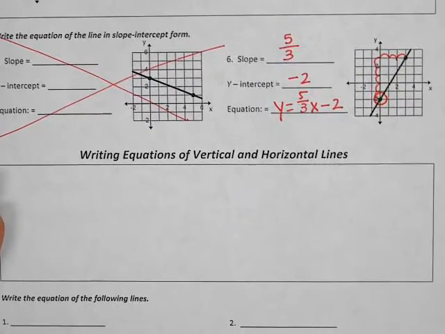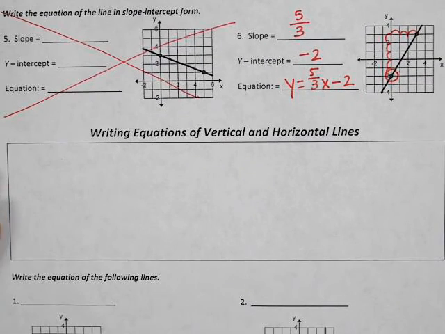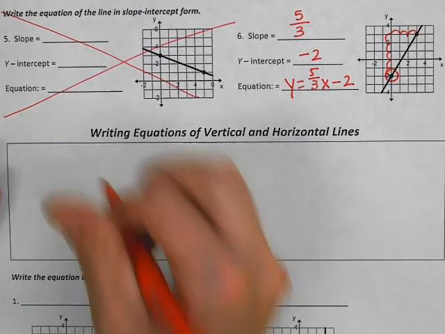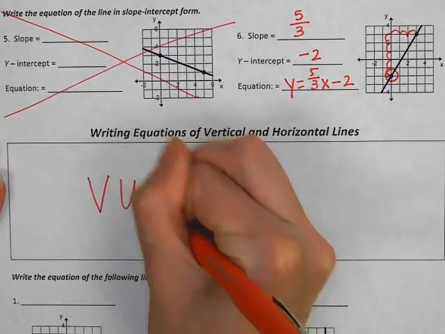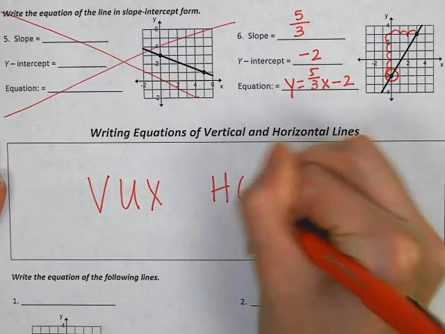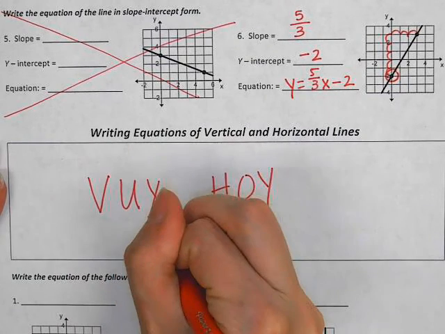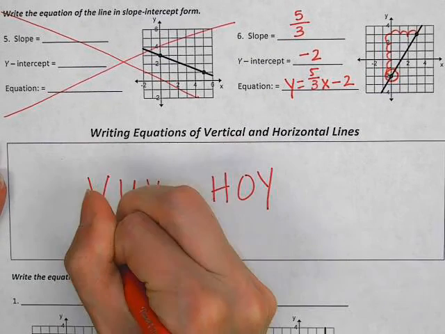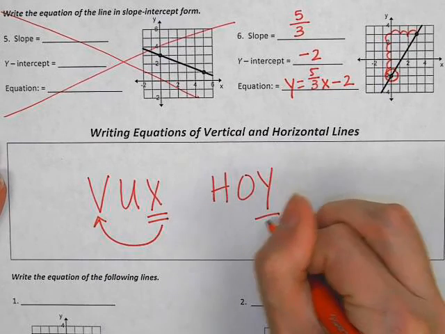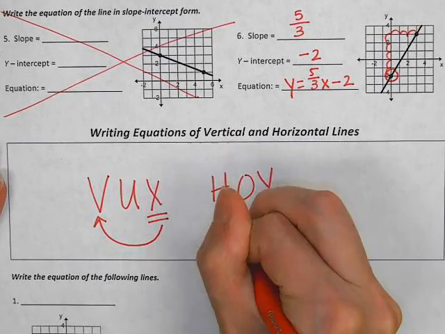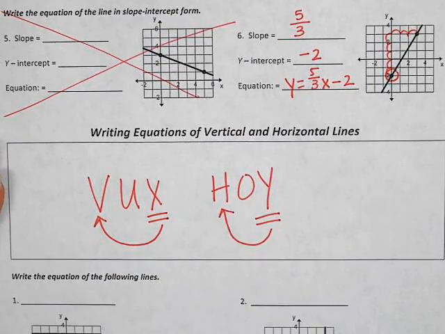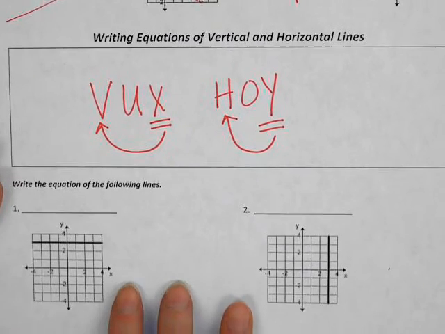All right, equations of vertical and horizontal lines. This is everybody's favorite. And remember, if it's an x equals graph, it's vertical. And if it's a y equals graph, it's a horizontal line. So let's see how that works here.